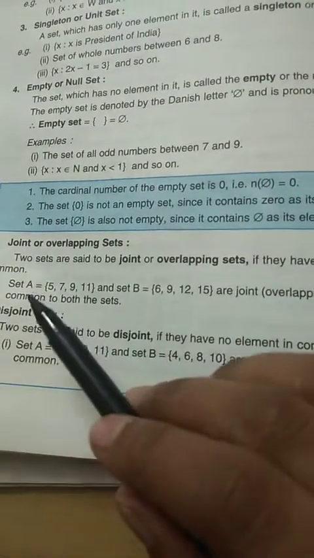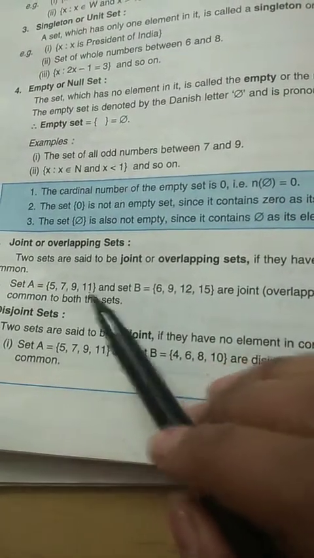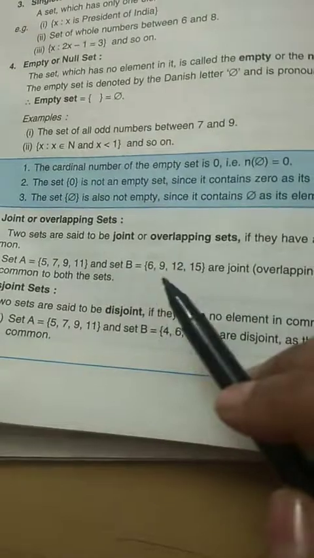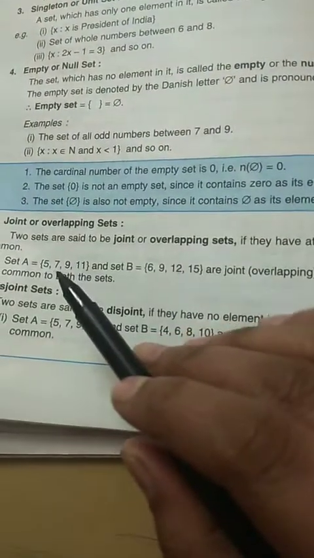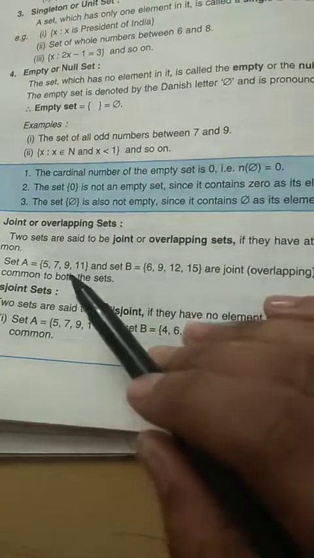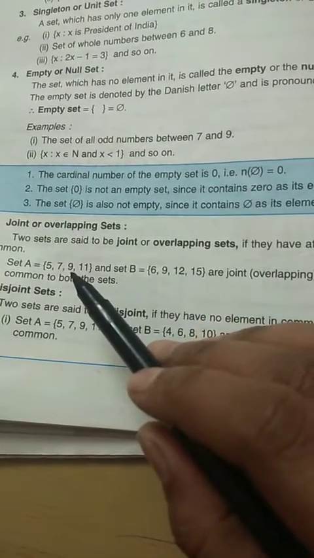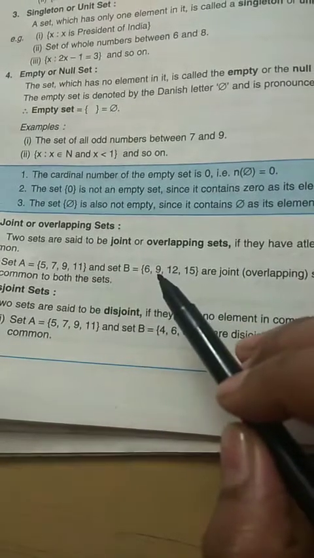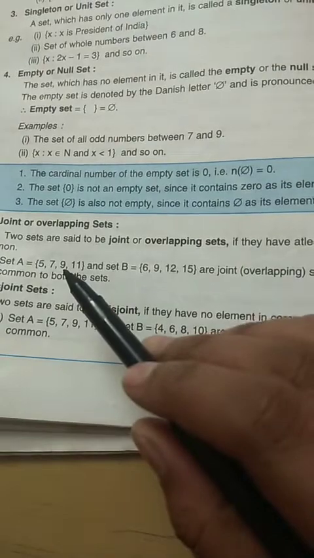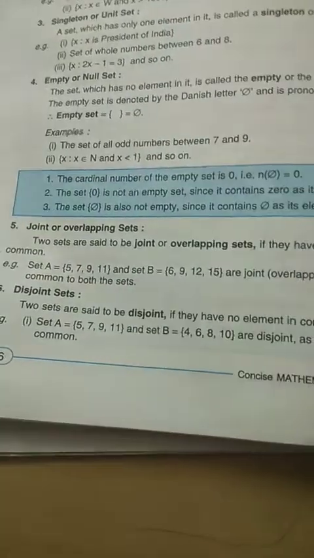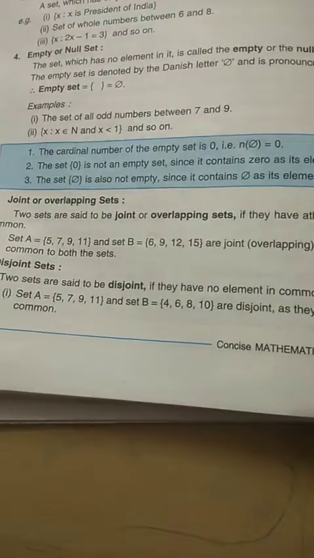For example, if you see a set A given as this and set B given as this, now you can say that A and B are overlapping. Why? Because 9 is common in both. 9 is present as an element in set A as well as in B. For this reason, this is called an overlapping set.